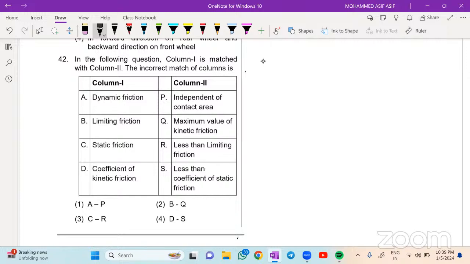In the following figure, column 1 is matched with column 2. He is asking for the incorrect match. Limiting friction, maximum value of kinetic friction. Static friction, less than limiting friction. Coefficient of kinetic friction, less than the coefficient of static friction. Dynamic friction, independent of area of contact.